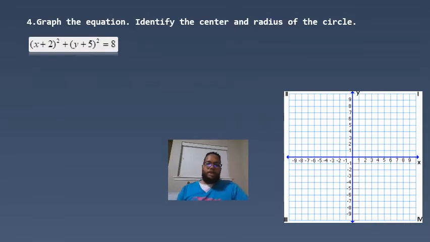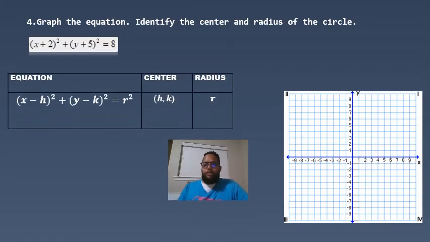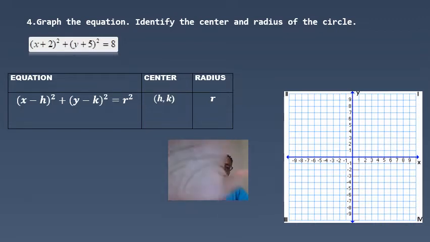Here's our fourth example. We have (x plus 2) squared plus (y plus 5) squared equals 8. So I'm going to give you a moment, and here's a hint as you try to do this problem. Use the decimal form of the square root. This is not a perfect square, so just use the decimal form. All right, ready, set, pause.